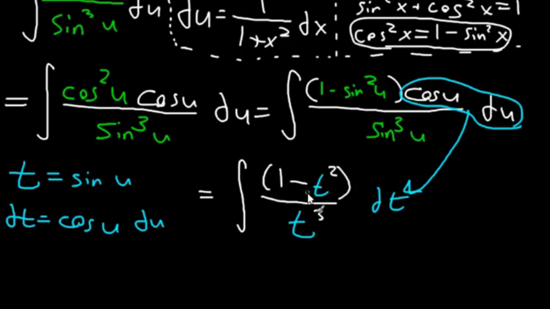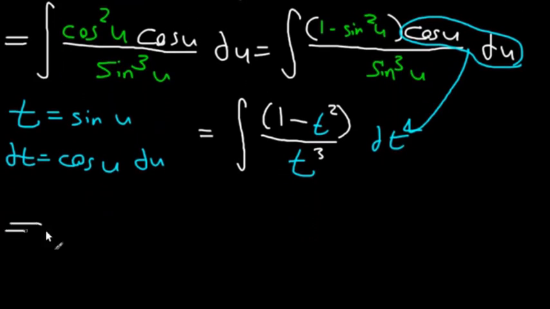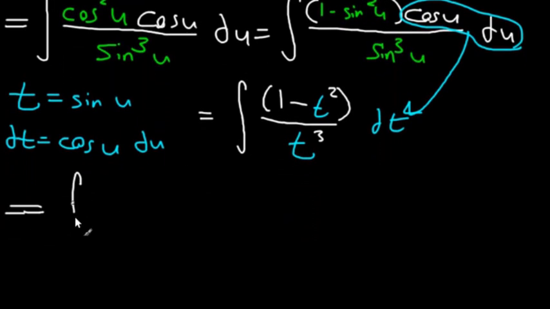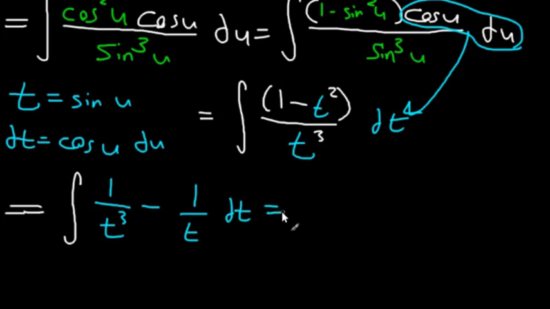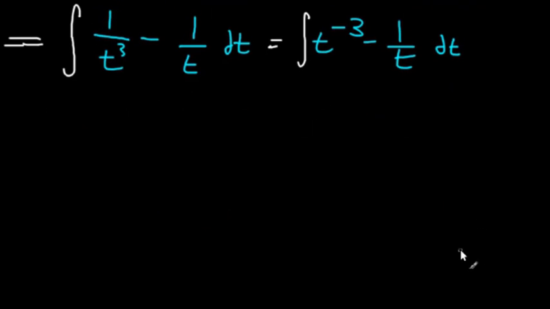And so this one is pretty easy to solve. We could just split the fraction here, so you get the integral of 1 over t cubed minus t squared over t cubed, which is the same as saying 1 over t, and you still have the dt. Then the integral of 1 over t cubed is the same as saying t to the negative 3 power, and I still have the minus 1 over t dt. And so I'm going to scroll down a little bit more, and I'll evaluate the rest of this here. So the integral of t to the negative 3 is t to the negative 2.